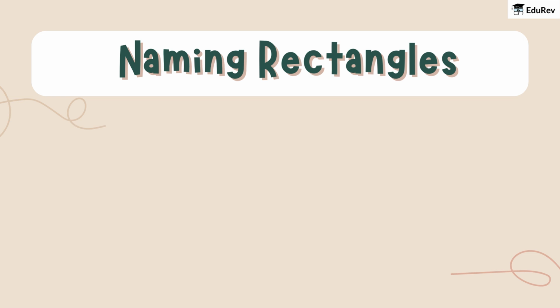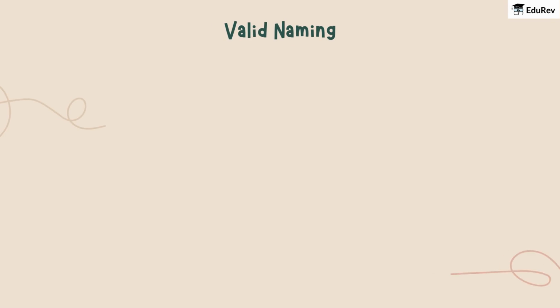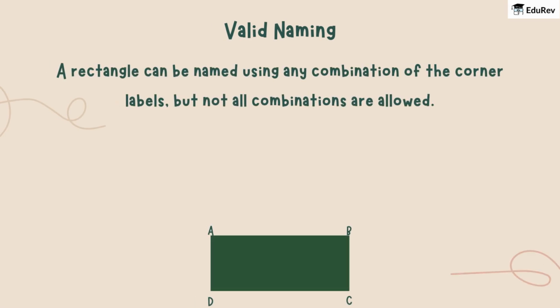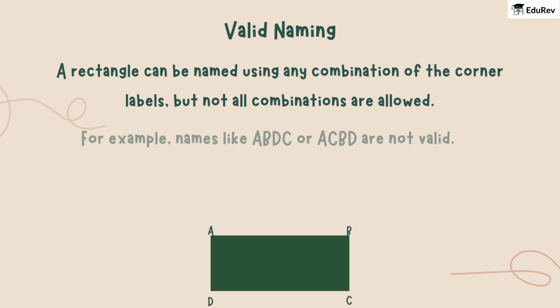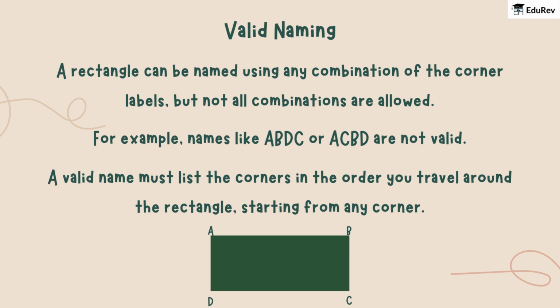Naming rectangles. The rectangle in the picture is named ABCD, but it can also be called BCDA, CDAB, DABC, ADCB, DCBA, CBAD, and BADC. Valid naming. A rectangle can be named using any combination of the corner labels, but not all combinations are allowed. For example, names like ABDC or ACBD are not valid. A valid name must list the corners in the order you travel around the rectangle, starting from any corner.